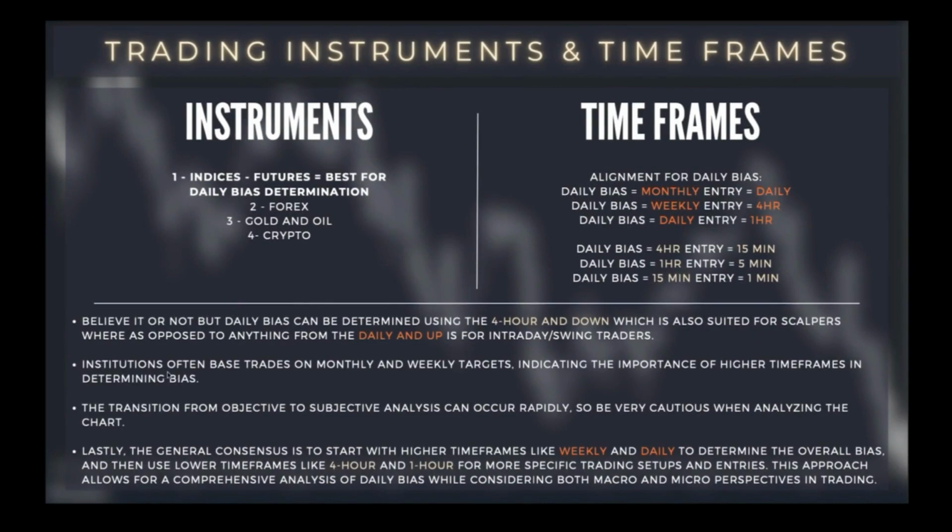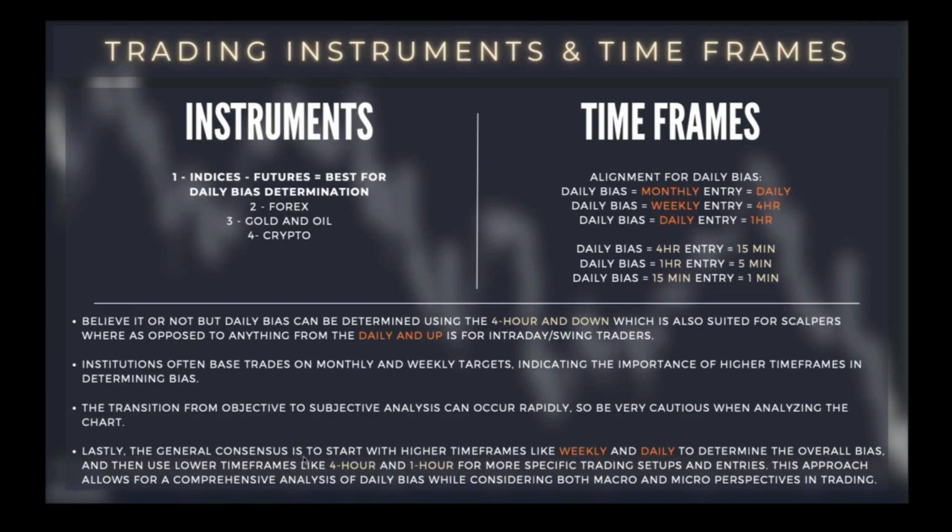Now, institutions often base trades on monthly and weekly targets, indicating the importance of higher time frames in determining bias. This actually came from ICT himself. Now, the transition from objective to subjective analysis can occur rapidly, so be very cautious when analyzing the chart. What I mean is sometimes you might find a PD array or something that looks like liquidity, but then it could look like something else on the higher time frame. You'll see what I mean.